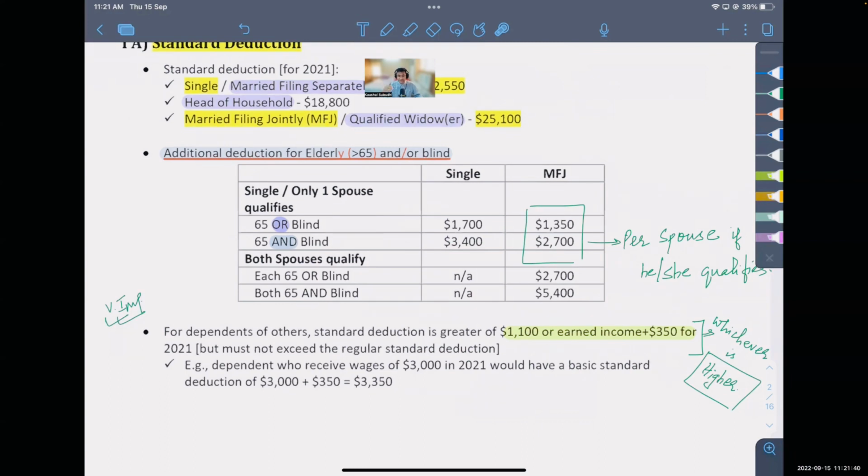Let's say, for example, if the standard deduction is greater than $1,100 or the earned income plus $350, whichever is higher, then yes, you can get the standard deduction as well. That is $1,100 or the earned income plus $350, whichever is higher, you get an additional deduction over and above if in case you have dependents, right?